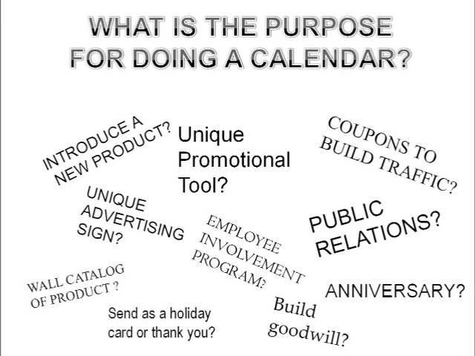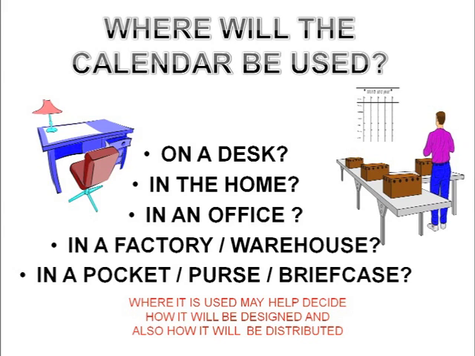Then the next step in the process is to decide where the calendar is going to be used. Okay? Who's the ultimate recipient of the calendar, and that's going to dictate where it's going to be used. Do you want it on the desk next to the computer? Do you want it in the home, in the kitchen? Do you want it on the wall in the office? Is it out in the factory? And I'll show you an idea later. You say factory, warehouse, there's an idea later. Do you want it to be carried in the purse, briefcase, et cetera? Where it's used will help you decide how it will be distributed, which we'll be talking about in just a few minutes.